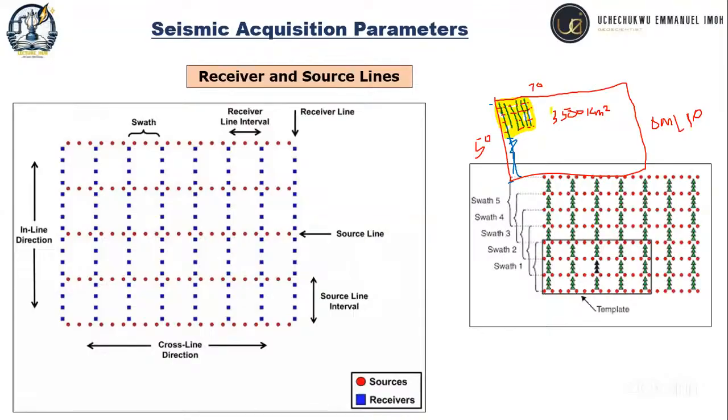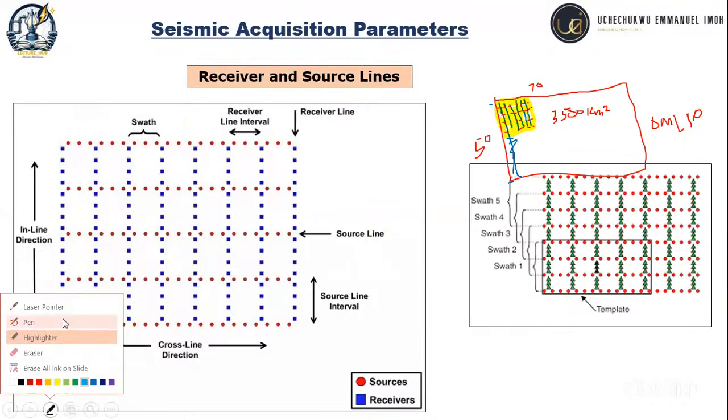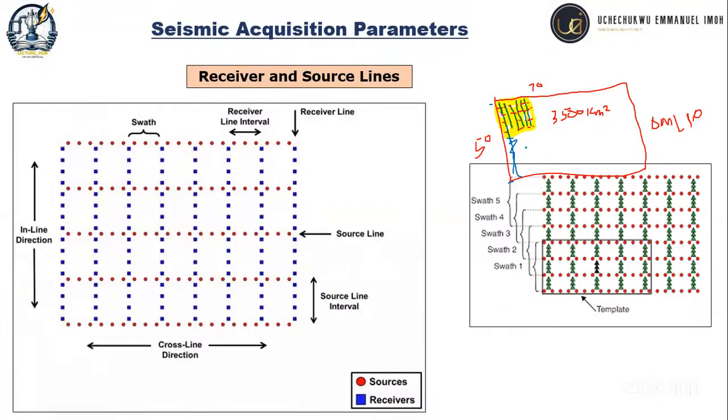So the acquisition team will extend their receiver lines and continue acquiring in this side. Okay, so what they do is that they will overlap. So the last receiver line on SWAT 1 might become the first receiver line on SWAT 2. Okay, and so that's where the overlap you mentioned comes in, Kudus. So you have your overlap and then the second SWAT. And then they also shoot on that SWAT.